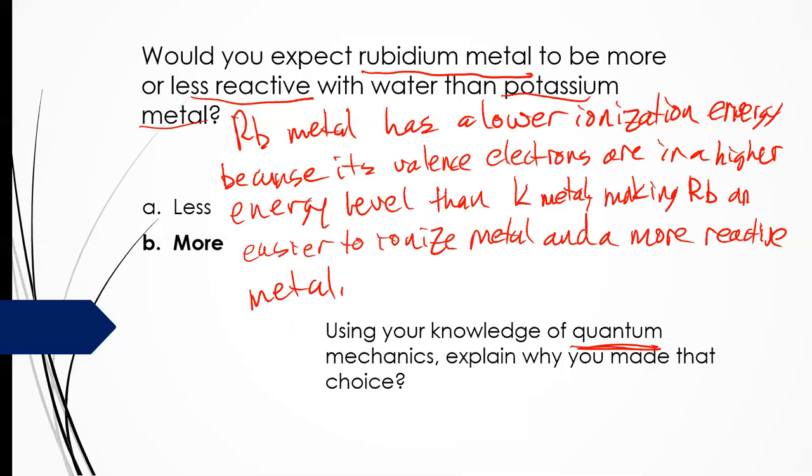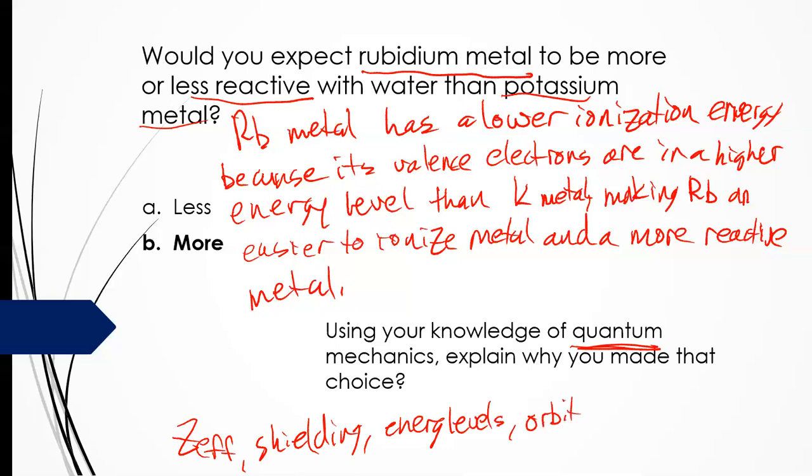So whenever it's talking about using quantum mechanics, we should be thinking about things like Z effective, shielding, energy levels, orbitals, a lot of things like that. The mechanism for why, not just the trend.